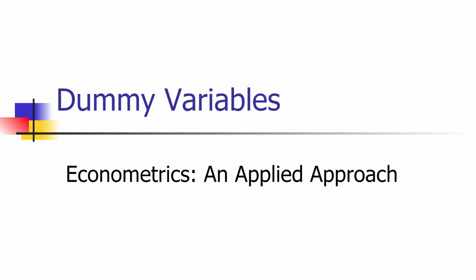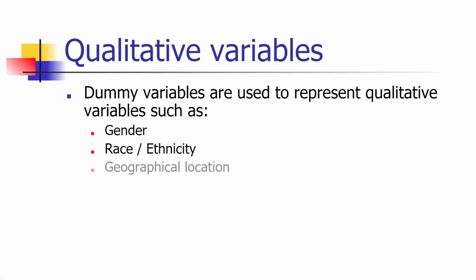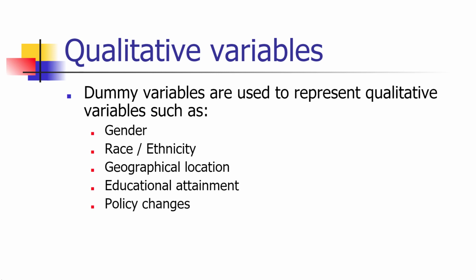In this video, we're going to talk about the use of dummy variables to represent qualitative variables. A qualitative variable is one that is a characteristic that's either true or false, unlike quantitative variables where the values take place on some sort of numerical scale. Examples of qualitative variables would include things such as gender, race or ethnicity, geographical location, the level of educational attainment, for example, whether you have a high school degree, an associate's degree, or a bachelor's degree, or whether or not a particular government policy is in effect or not.